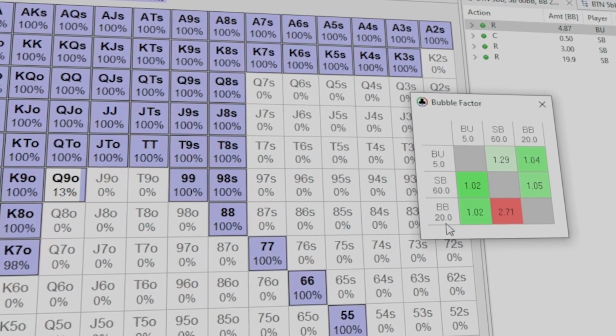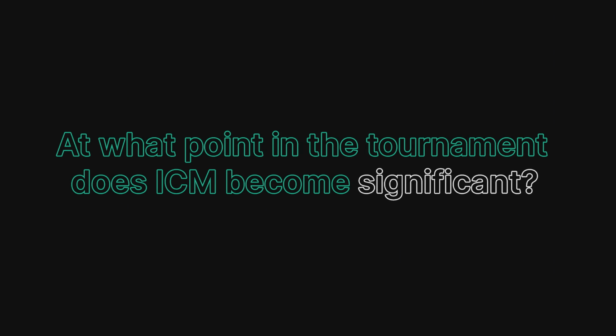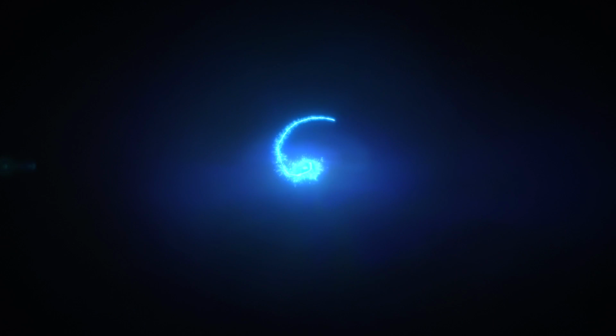This begs one important question though. At what point in the tournament does ICM become significant? When should you switch? We ran an experiment to find out.